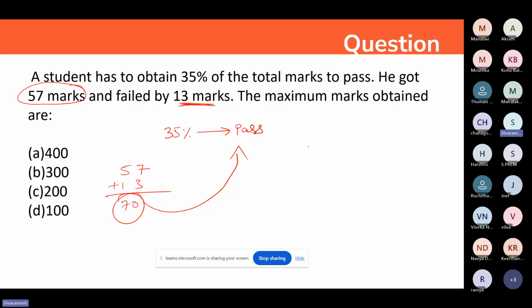Now instead of pass, I will replace that with 70. So 35% is 70 marks. So 1% will obviously be 2 marks. When 1% is 2 marks, maximum marks means 100%, right? So 100% is 200 marks. So the answer is 200. The total maximum marks are 200 marks. Hope you all are clear with this.